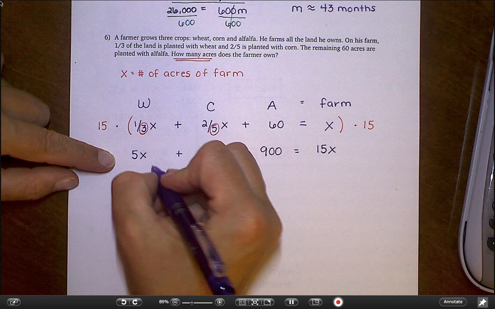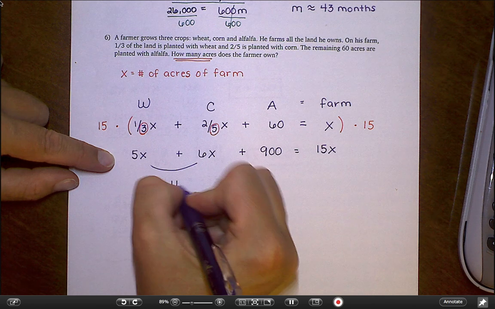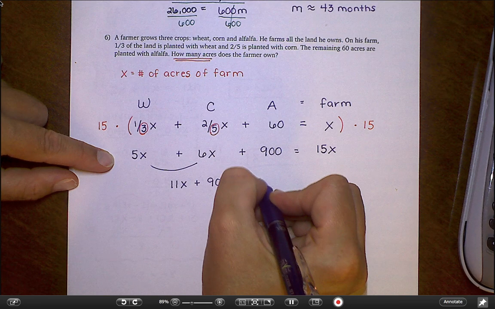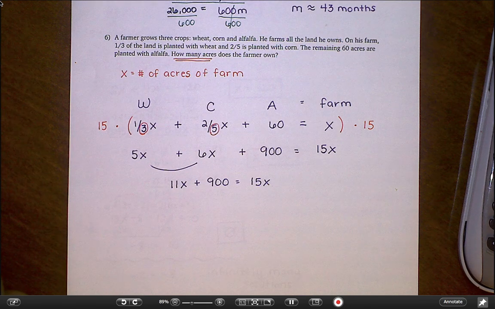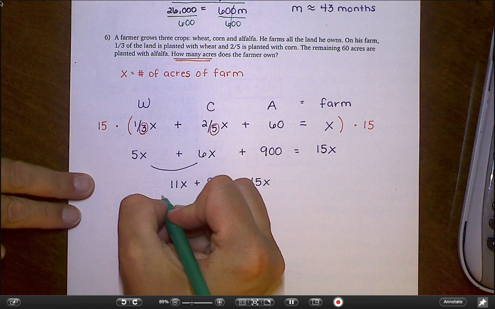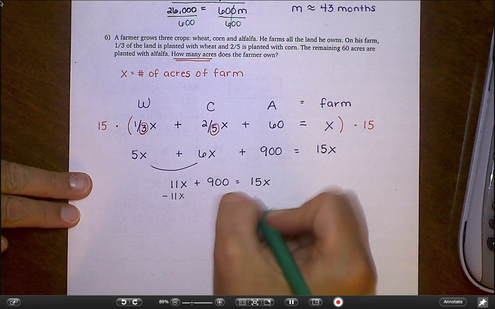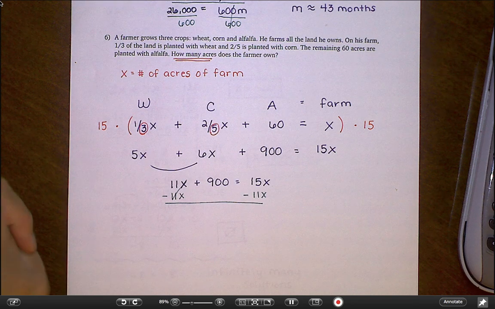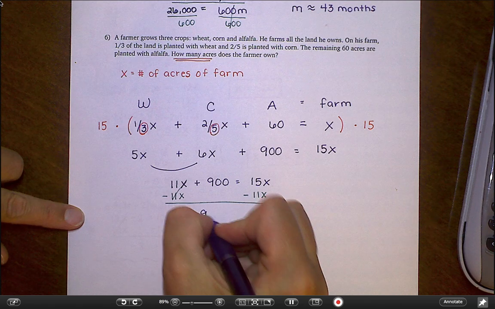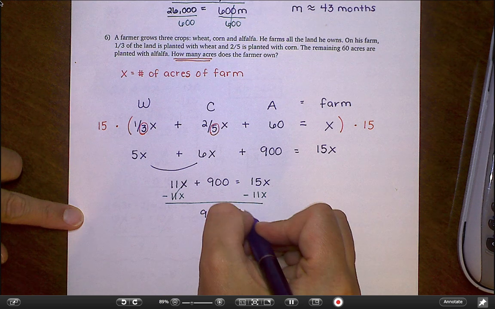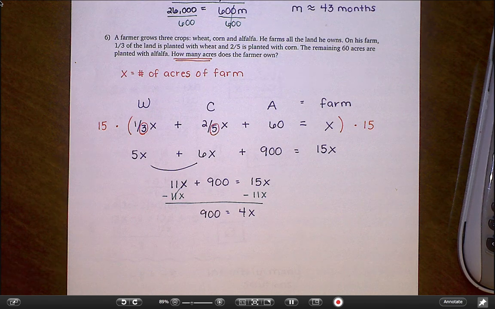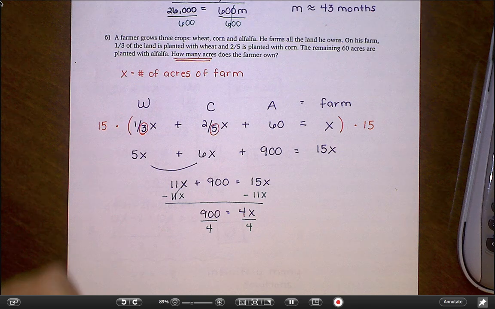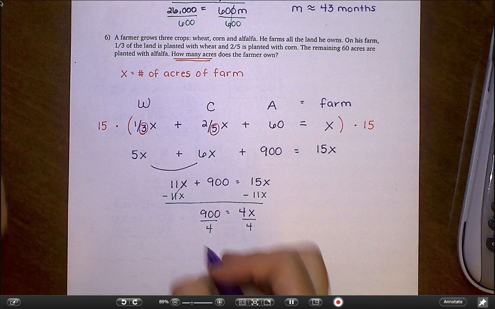So now I'm going to put these two together. So I have 11x plus 900 equals 15x. My first goal is to get the x's together, right? So I'm going to subtract this 11x over here. Okay, and I end up with 900 equals 4x. Let's divide by that 4. And I end up with, I believe, 225.